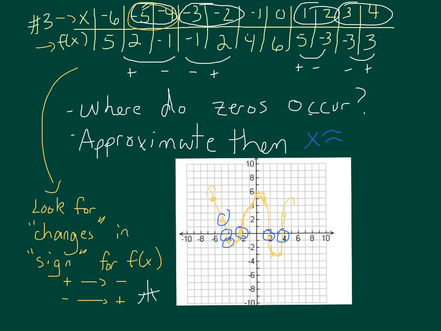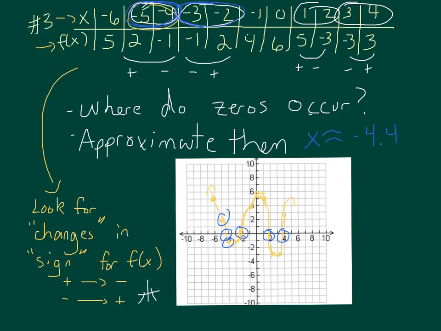So it's closer to the x-axis when it's at negative 4, negative 1. So I'm going to say that that point is right about negative 4.4, somewhere around there. That's the one between negative 5 and negative 4.